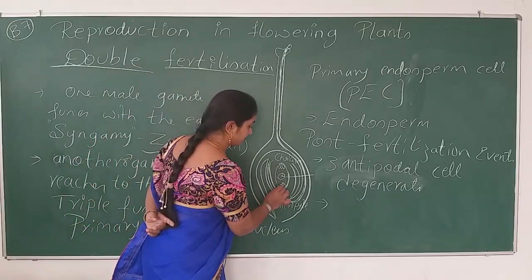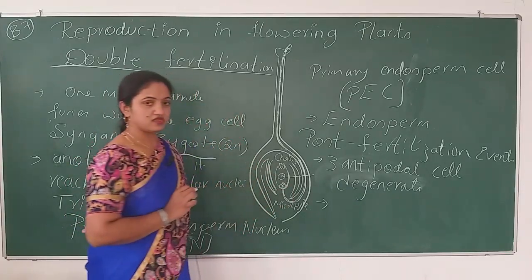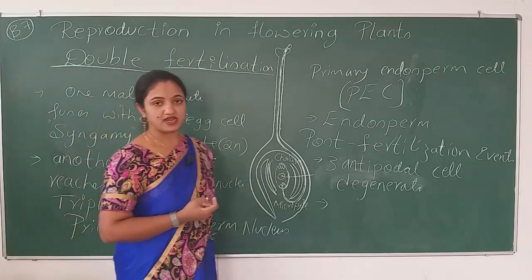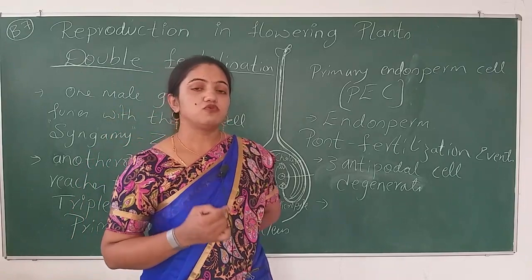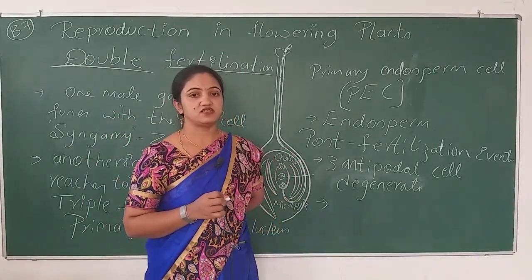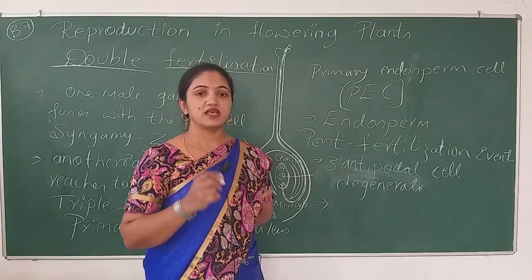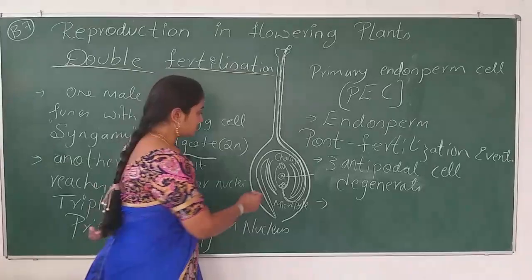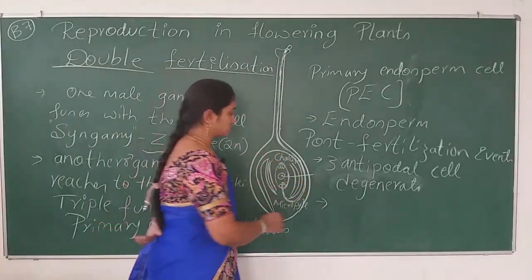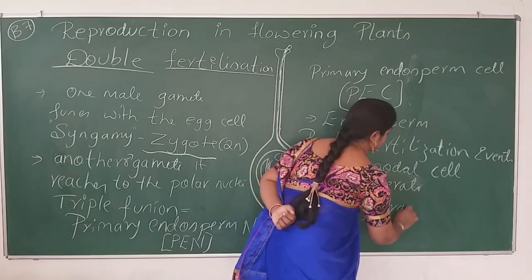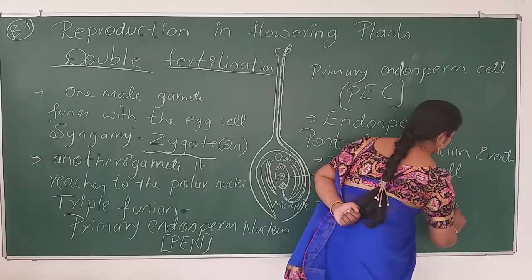Now coming to the synergids. Synergids are present at the micropylar end. The two synergids both have a filiform apparatus. The function of the filiform apparatus is to guide the pollen tube to enter the synergid. These two synergids also degenerate.